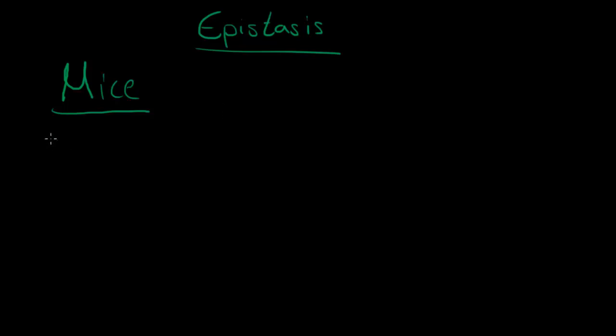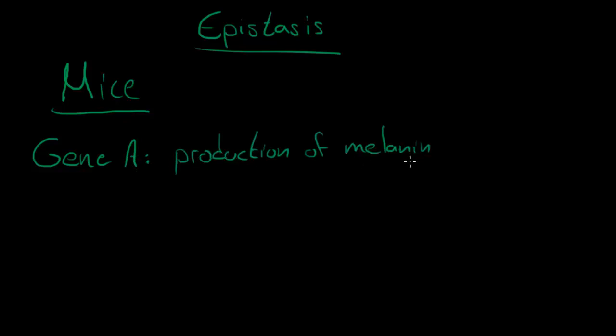So let's take one gene, let's call it gene A. Well, think that gene A is responsible for the production of melanin. Now, melanin is a pigment, or if you like, a color, and it's usually the black color. So if there is no melanin production, then it means that the mice will be white.